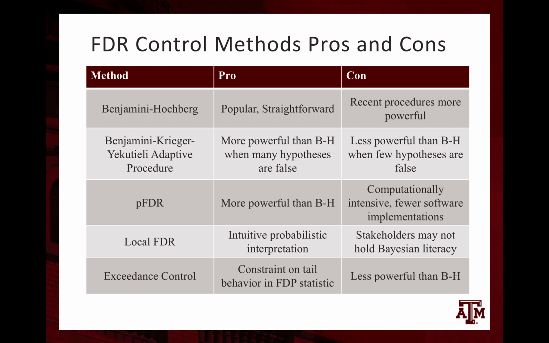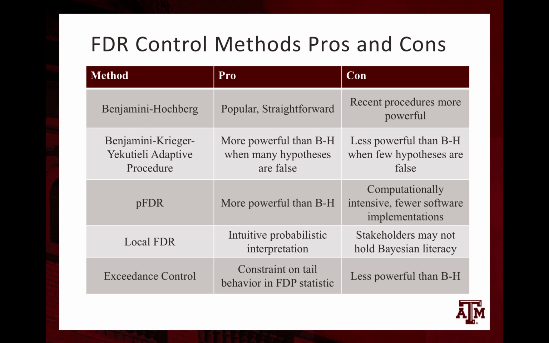So to summarize all these different methods, I've put together this table. The top one is the original Benjamini-Hochberg method. One pro of this is that it's very popular and straightforward. One con is that more recent procedures introduced within the last 20 years can be more powerful.